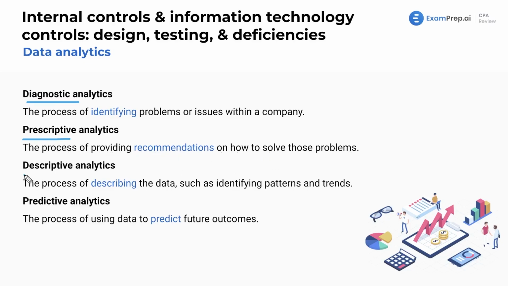Then we have descriptive analytics. This is the process of describing the data, such as identifying patterns and trends. And lastly, predictive, the process of using data to predict future outcomes. Just be familiar with these terms. I mean, it's kind of in the name as well, as you obviously see. However, whether it's fully memorizing them or just becoming very familiar with them, I definitely want you to do that.